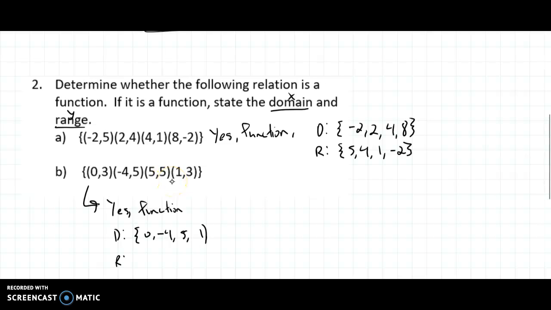And then the range in this one, if you look at it, I got 3, and then 5, and then 5, and then 3. So you only have to list each number once. So we can just write 3, 5 like that, and we're good to go. We don't have to add 3 twice or add 5 twice.